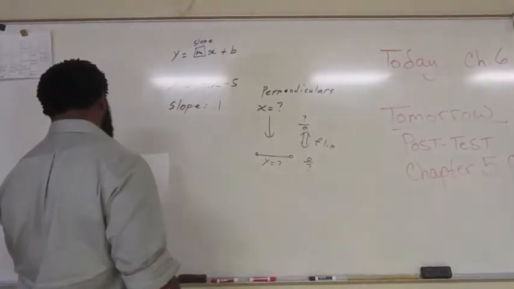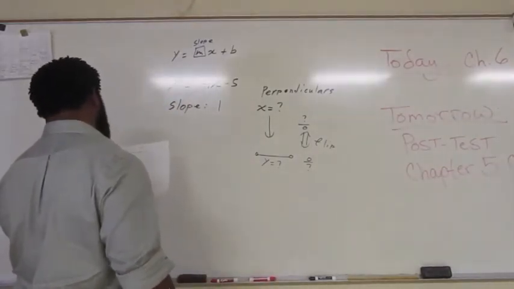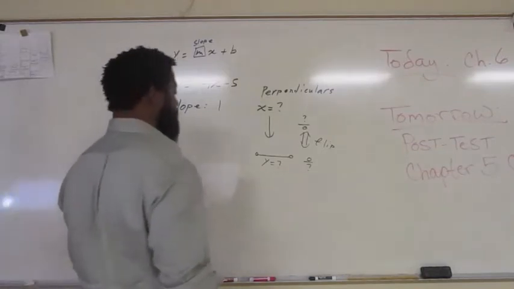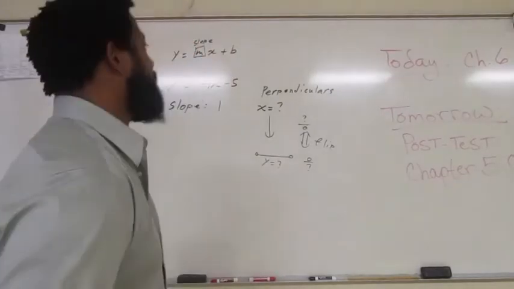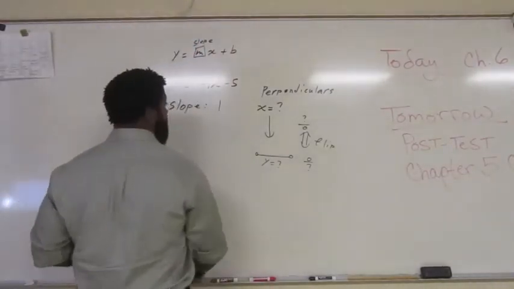Okay, so write the slope-intercept form of the equation of a line through given points. Notebooks out.